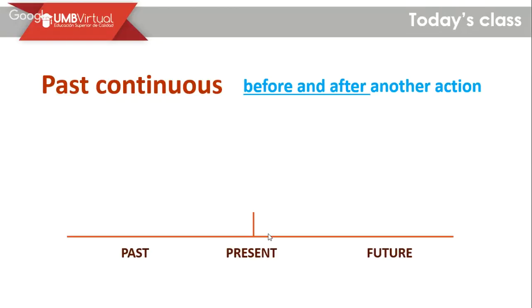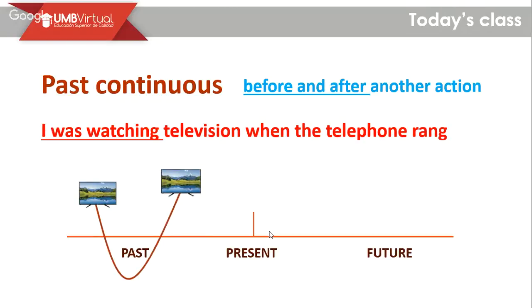So, what do I mean by this? It was an action that continued before and after another action. So we had two actions, watching TV and the telephone ringing. Take a look at this. Here's the action when I'm watching TV. It's progressing in the past. But suddenly, the telephone rings in the middle of me watching TV. So while I was watching television, the telephone rang.